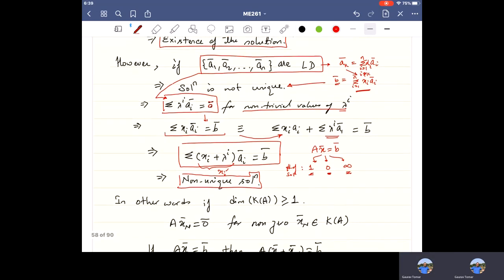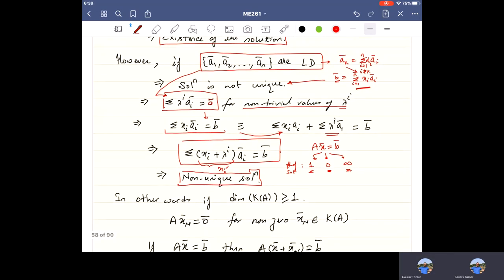In other words, what we are saying is that the dimension of the null space of A, for this mapping A to B, is greater than or equal to 1, right?